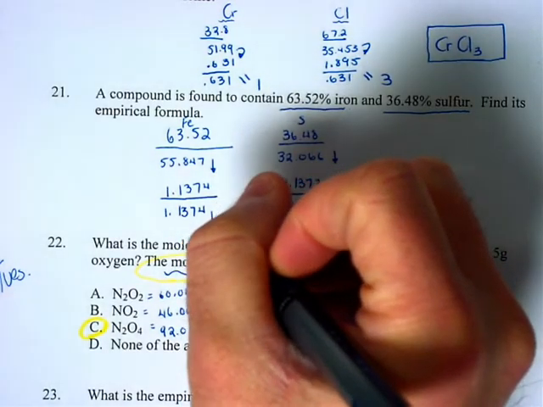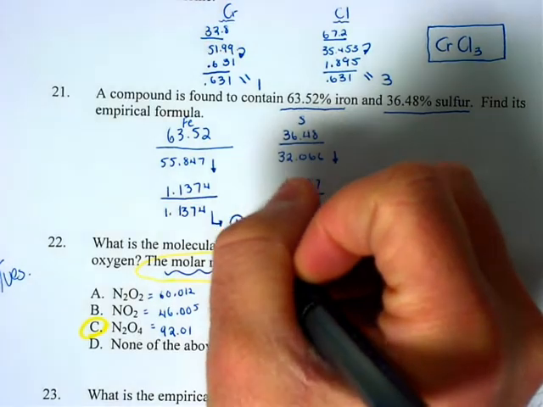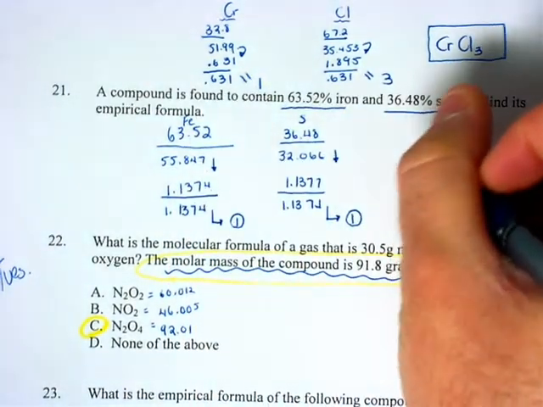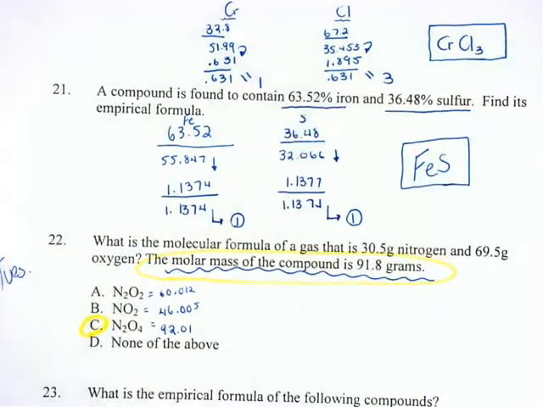And you can tell, or you could do it in the calculator for a double check, but it looks like they're going to be 1 and 1. So it's going to be 1 iron to 1 sulfur, so FeS. Cool? So empirical formulas are not too bad.